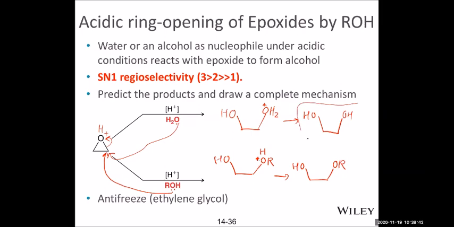This product, by the way, is a diol. The structure is similar to ethanol. The difference is it has one more hydroxy group. And so this compound we call ethylene glycol. Ethylene because there's CH2. There are two CH2 groups with OH on both ends.